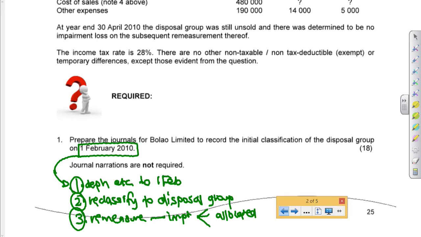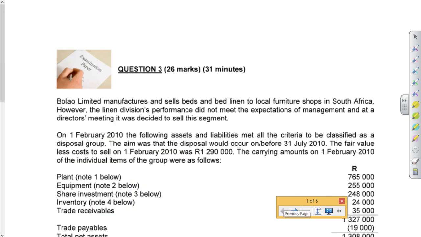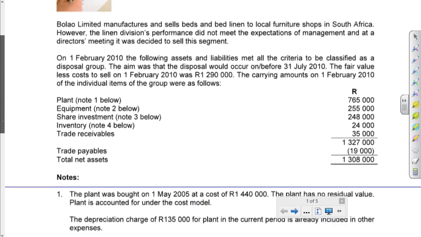It's quite a story. They manufacture and sell beds and bed linen to local furniture shops. The linen division didn't meet expectations, and they've decided to sell it. The following assets and liabilities met the criteria to be classified as a disposal group on the 1st of February. The aim was for the disposal to occur before the 31st of July. Fair value less costs to sell was 1290. The carrying amounts of the individual assets in the group were as follows.